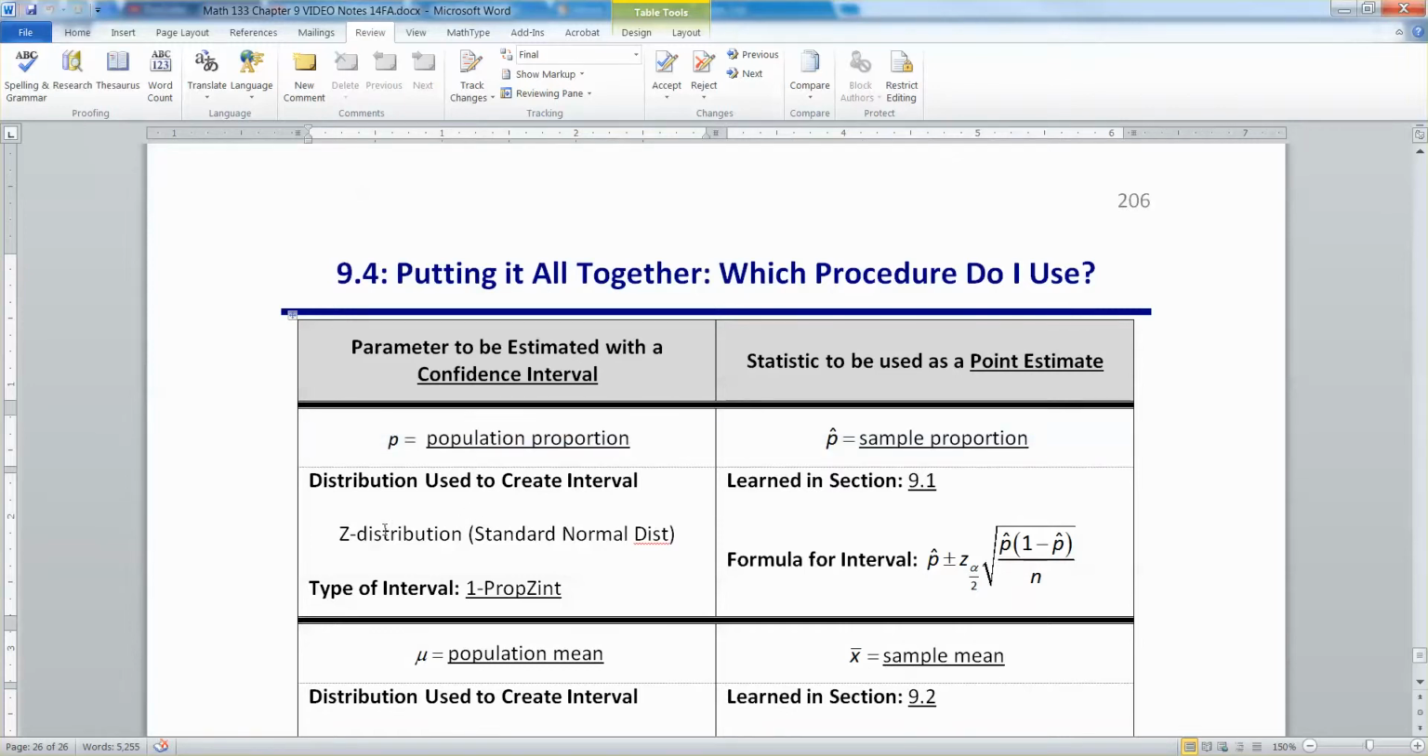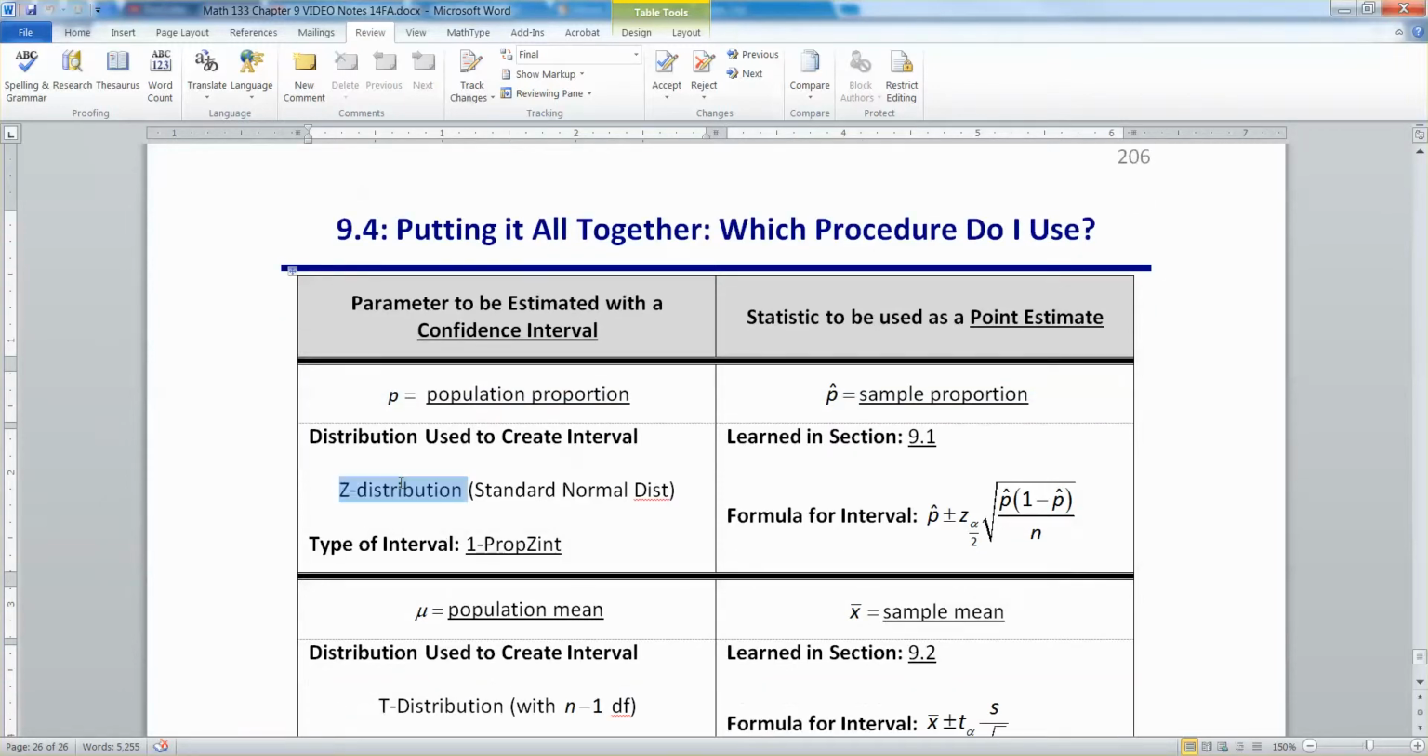Now, the distribution we use to make that interval is the Z distribution, the standard normal distribution, which remember always has a mean of 0, a standard deviation of 1. We learned that in Chapter 3, actually, but we've furthered it in Chapter 7. And you can tell that it uses the Z distribution, by the way, because when you look at the formula, which is over here, it has Z alpha over 2 in there, right?